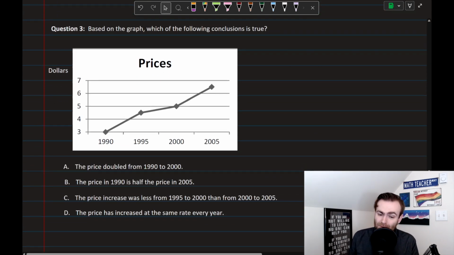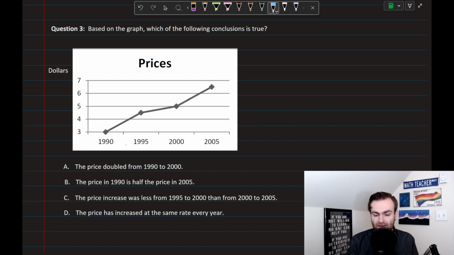Last but not least, we have question 3, which is based off of this graph. Which of the following conclusions is true? So we have dollars here, and we have years here. The price doubled from 1990 to 2000. 1990 was 3, 2000 is 5. That is not double. The price in 1990 is half the price of 2005. We have 6.5 here. We have 3.